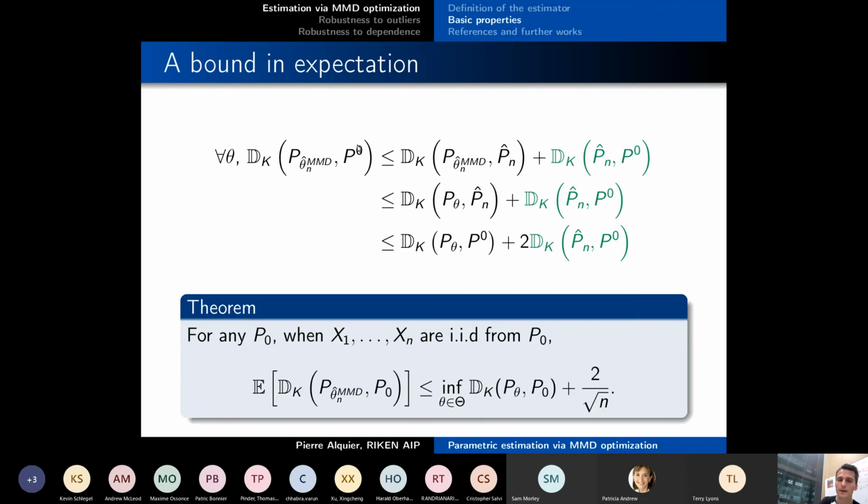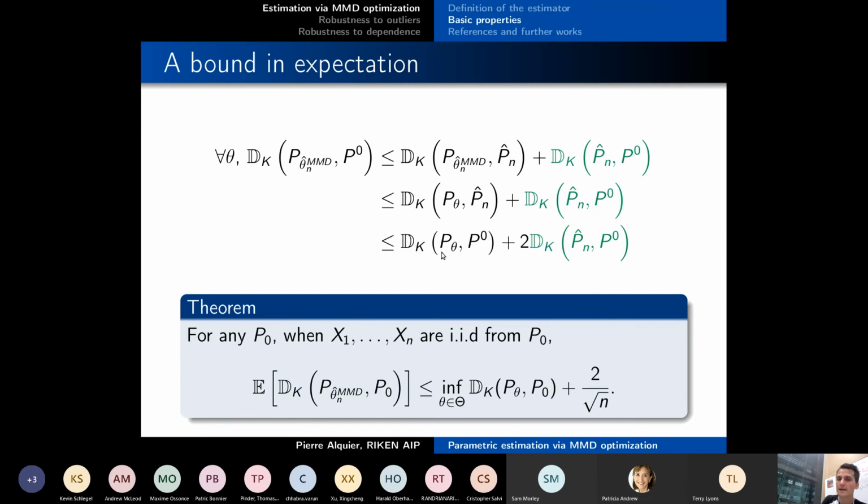So you use the triangle inequality, and the distance between P_theta hat and P_0 is upper bounded by the distance between P_theta hat and P_n hat, plus the distance between P_n hat and P_0. And by definition, the MMD estimator, theta hat, minimizes the distance between P_theta and P_n hat. So actually, you have the second line. And then using the triangle inequality again, you obtain exactly the inequality you want, plus the rate here for now is simply the distance between P_n hat and P_0.